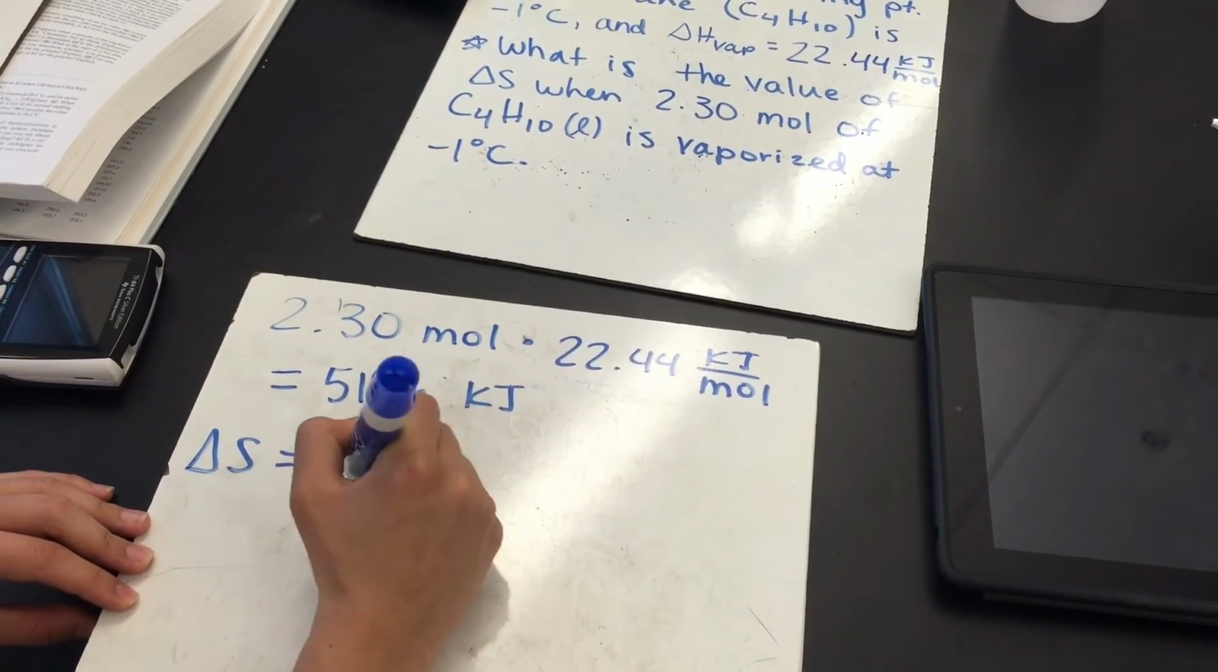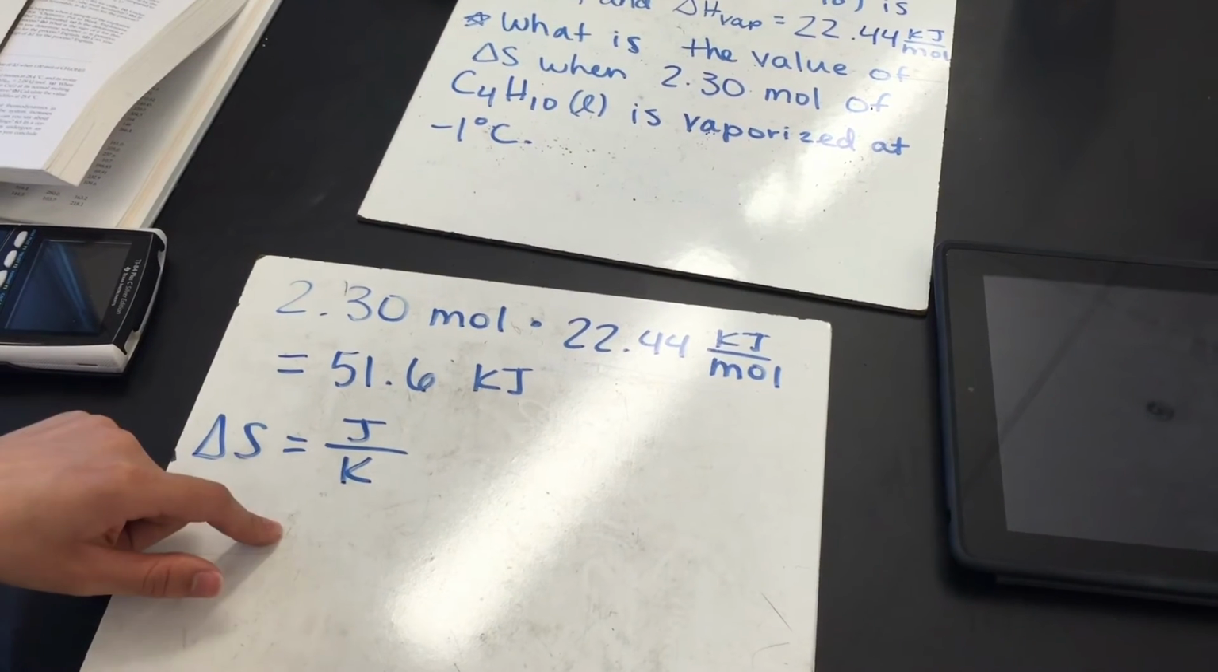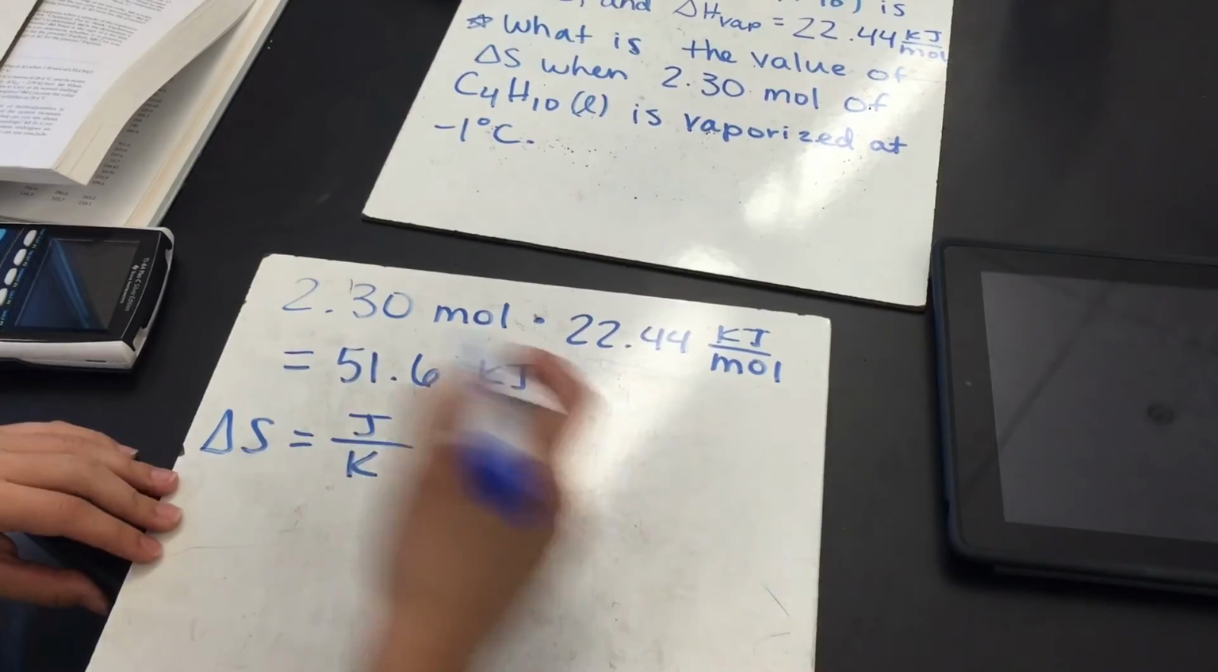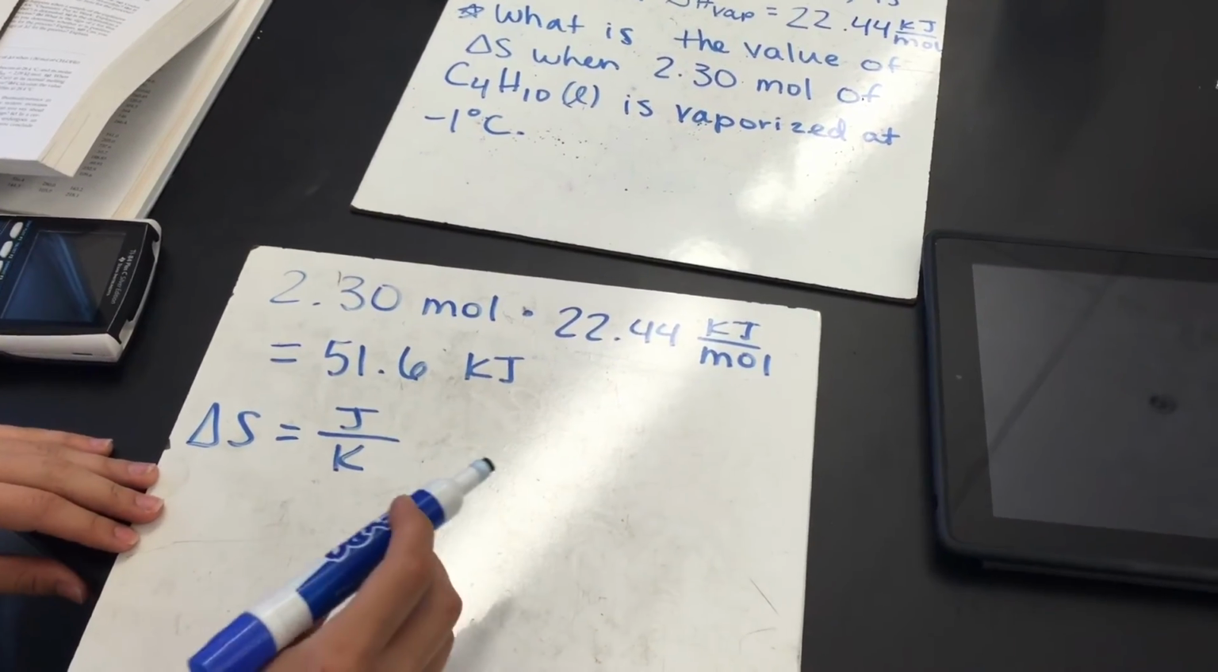is in joules. Wait, did I ever actually answer? Joules over Kelvin. What is an example of a polar molecule that is composed of polar bonds?